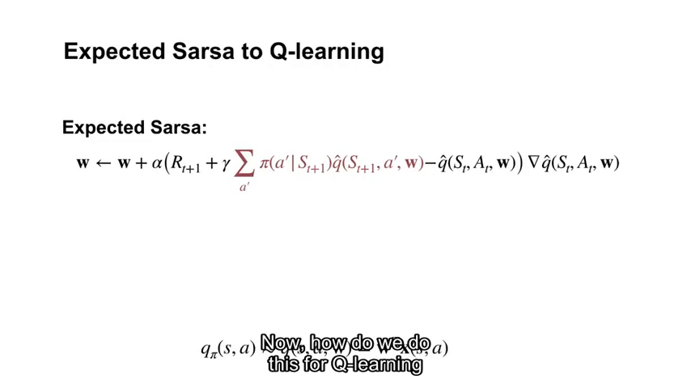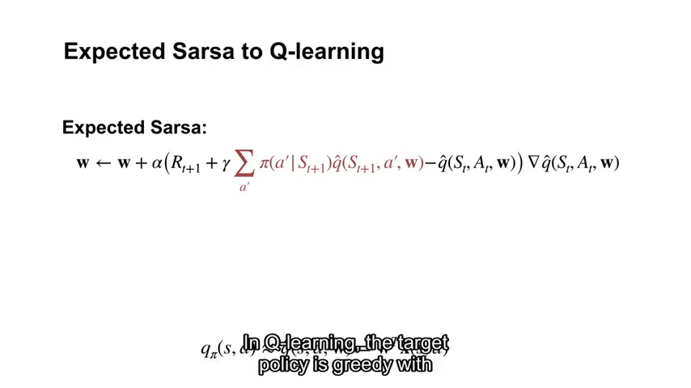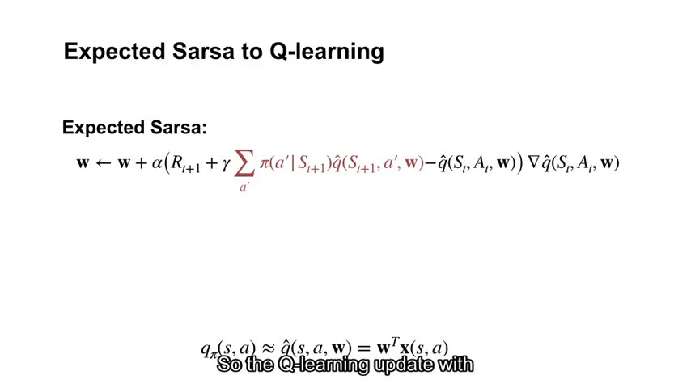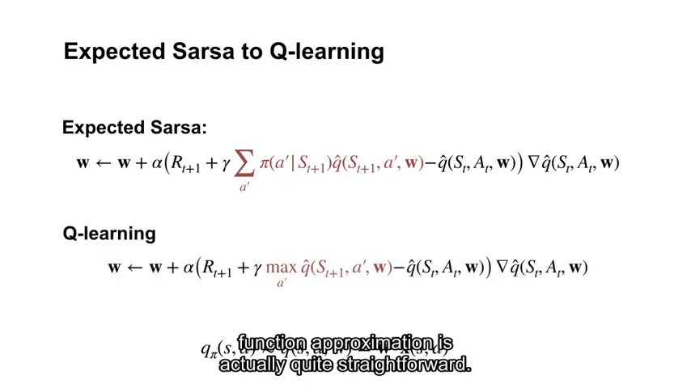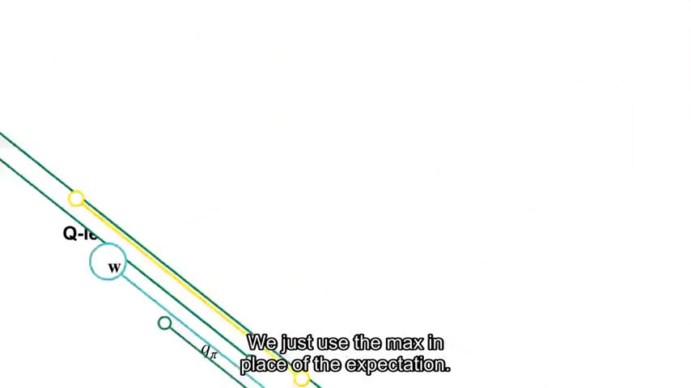Now, how do we do this for Q-learning with function approximation? Fortunately, Q-learning is a special case of expected SARSA. In Q-learning, the target policy is greedy with respect to the approximate action values. Computing the expectation under a greedy policy is the same as computing the maximum action value. So the Q-learning update with function approximation is actually quite straightforward. We just use the max in place of the expectation.